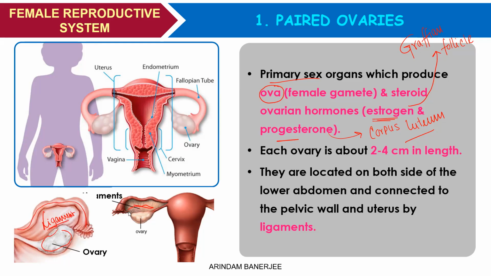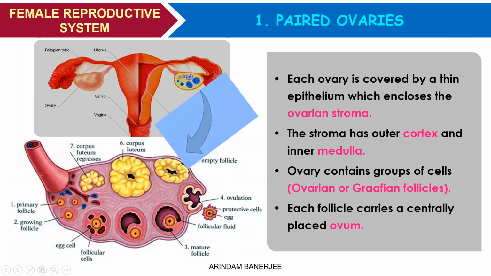On your screen is the cross section of the ovary. If we do the cross section, the ovary looks like this type of structure. Initially the mother follicle is called the primary follicle. The primary follicle develops into the secondary follicle. The secondary follicle develops into the tertiary follicle. Then the tertiary follicle develops into a mature Graafian follicle. This is the mature Graafian follicle.